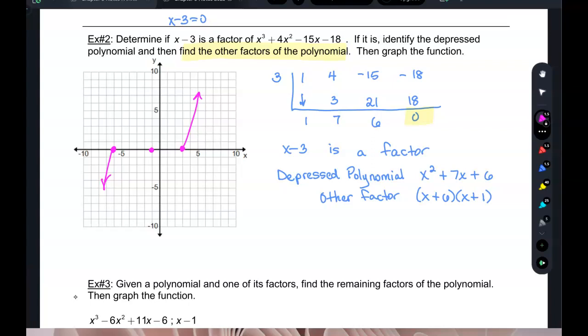Because it's a positive x cubed, right? So positive x cubed goes like that. And then what's going to happen here? We're just going to go up and down. And that's it.